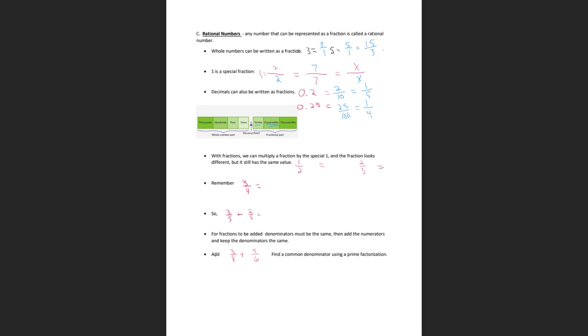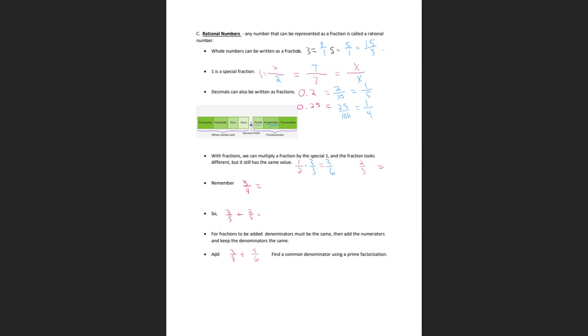So something else we want to mention here is you can multiply a fraction by this special one. The fraction is going to look different, but it's still going to have the same value. For instance, if I have 1/2 here, if I multiply the top and the bottom by the same number, say if I multiply the top by 3 and the bottom by 3, 1 times 3 is 3, 2 times 3 is 6. 3/6 looks different, but it's still the same thing as 1/2, just in what we call higher terms.